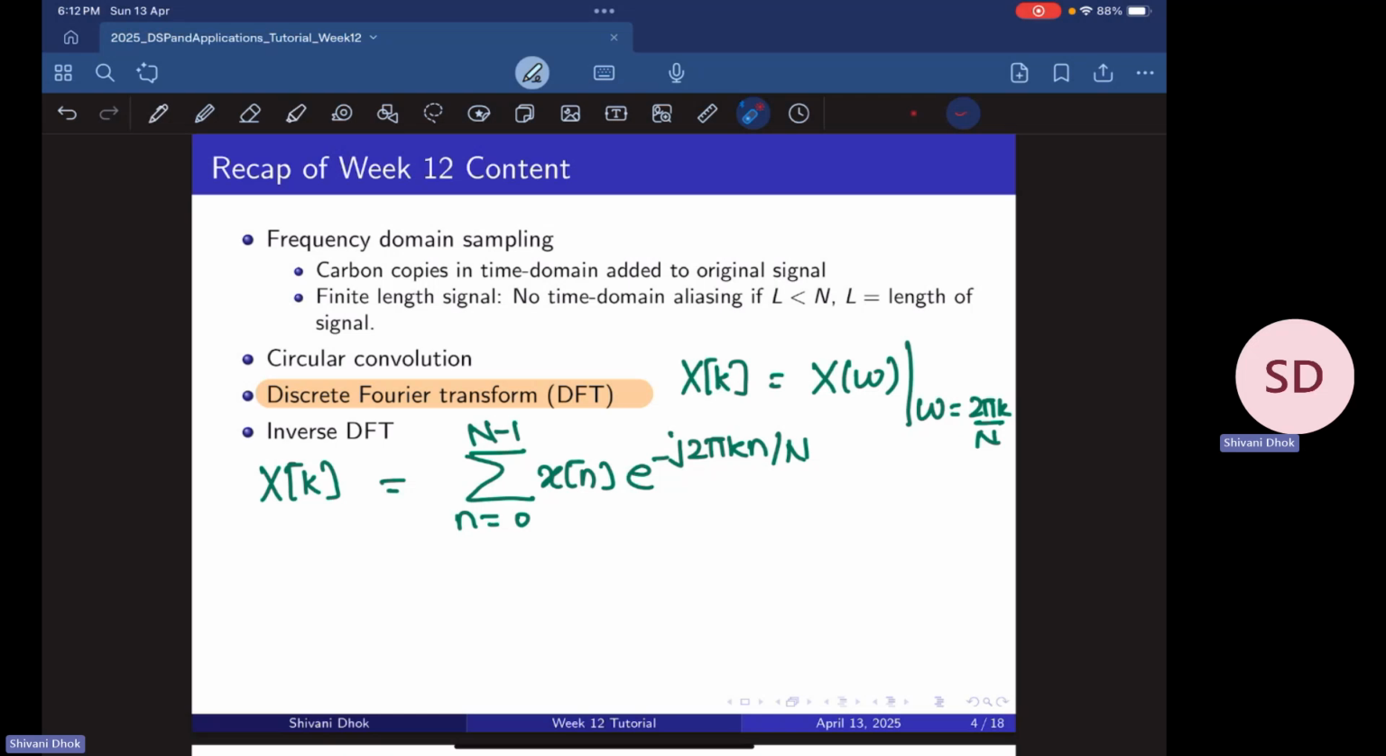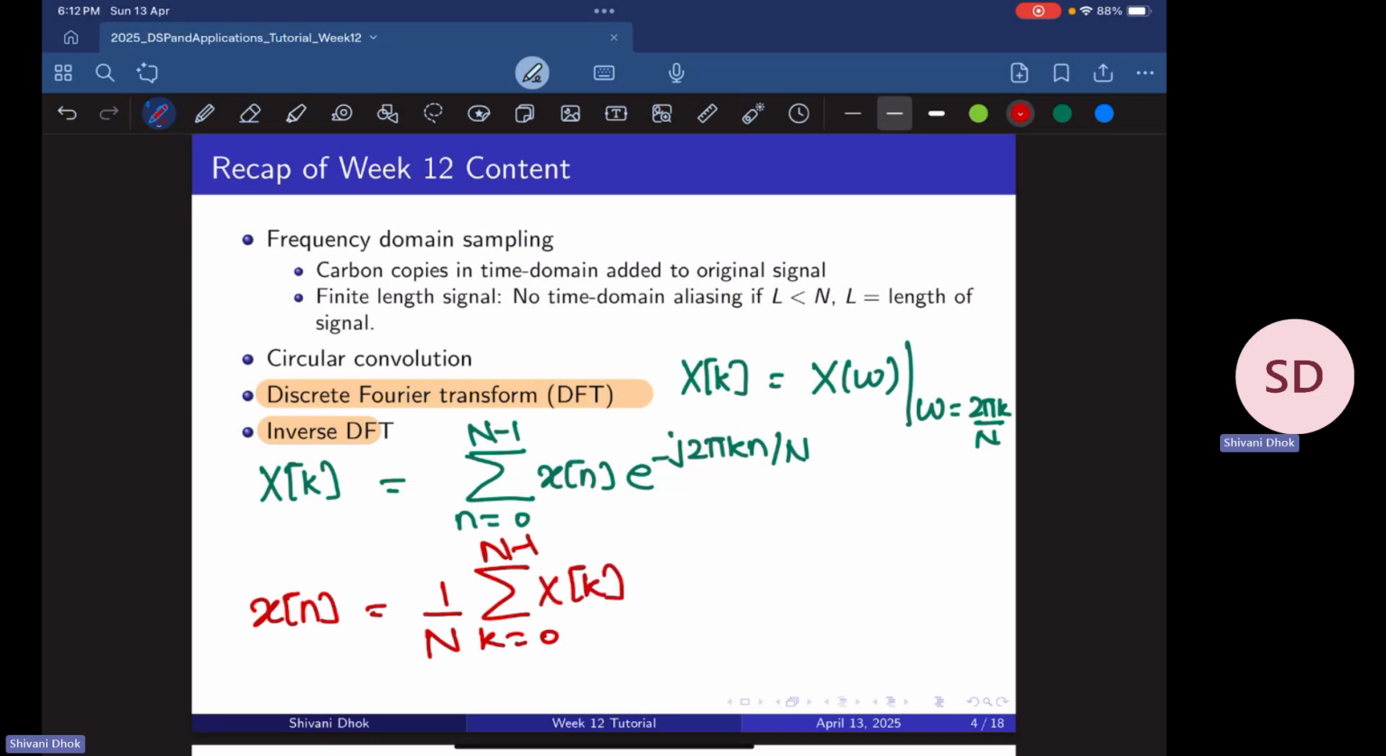Then we have the inverse DFT, and the inverse DFT is given by x of n equal to 1 over N summation k equal to 0 to N minus 1 of X of k e power j 2 pi k n by N. Is it clear? Any questions?